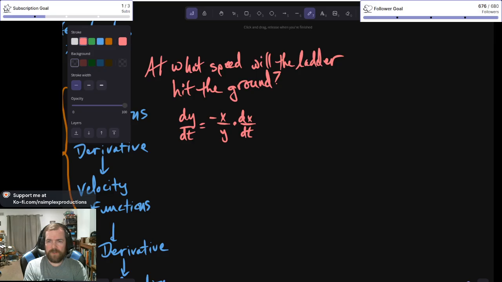So this becomes an interesting problem, because at what speed will the ladder hit the ground? Zero.